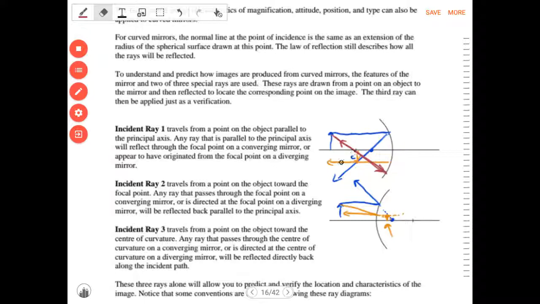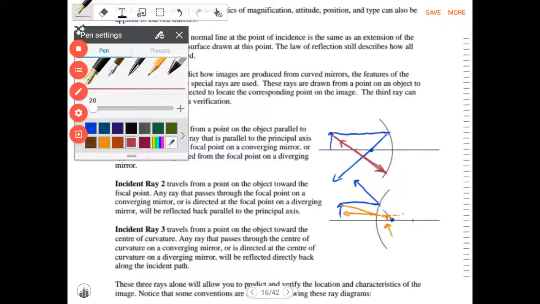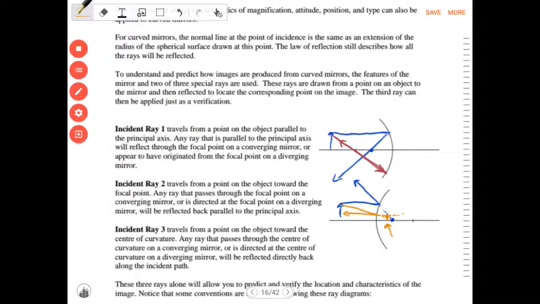Now, you can see that mine don't quite line up, and I know why, because this orange line, I have drawn it. Okay, now this is why drawing with a ruler is really helpful. So I have to go through the focal point, actually hit the focal point this time, and then bounce straight. Oh, look, now all three lines line up. Okay, so that's where the image is. So you have an upside down little arrow where all three rays intersect.